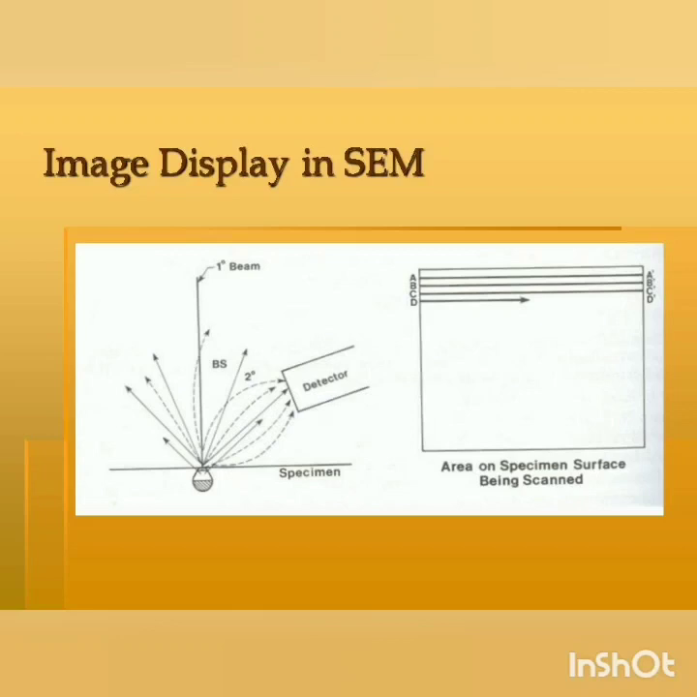In the scanning electron microscope, when the primary electron generated in the gun chamber interacts with the specimen, we have a detector which detects the secondary electron image. This secondary electron emission produces the image point by point, line by line.